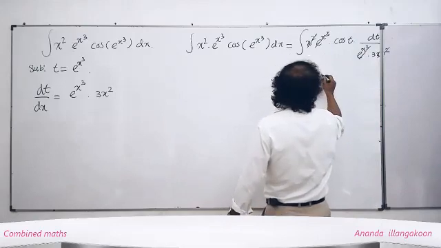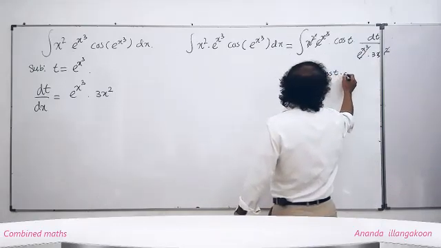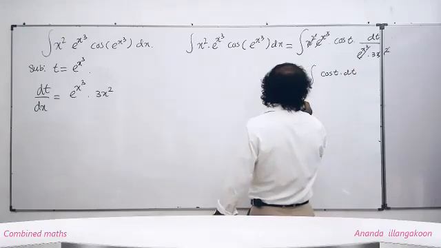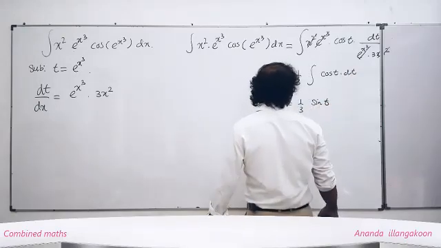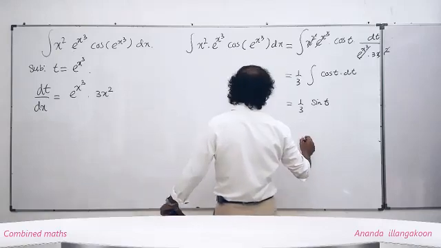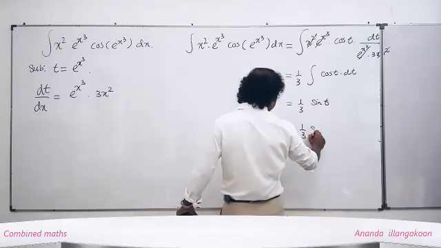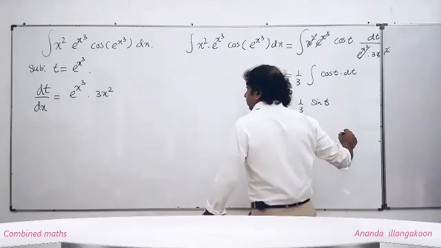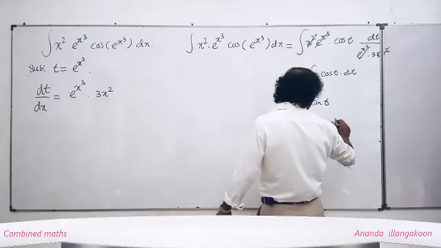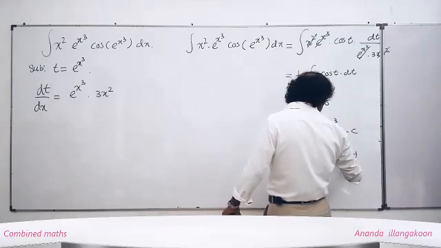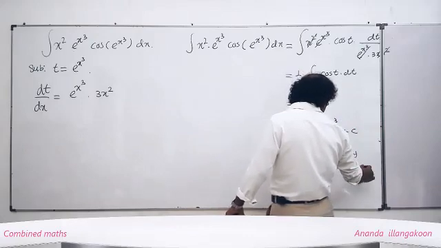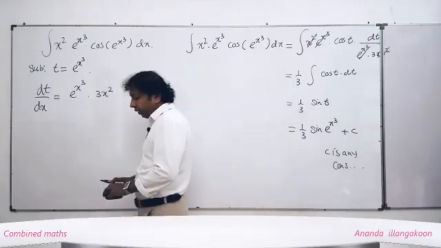1/3 cos t dt. This is sin t. T is that, so sin(e^(x cube)) plus c. C is any constant. This is how we get that answer.